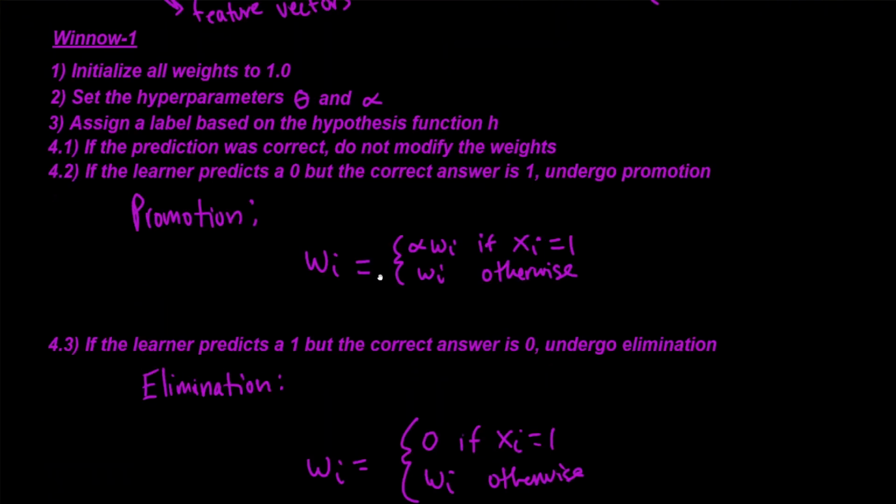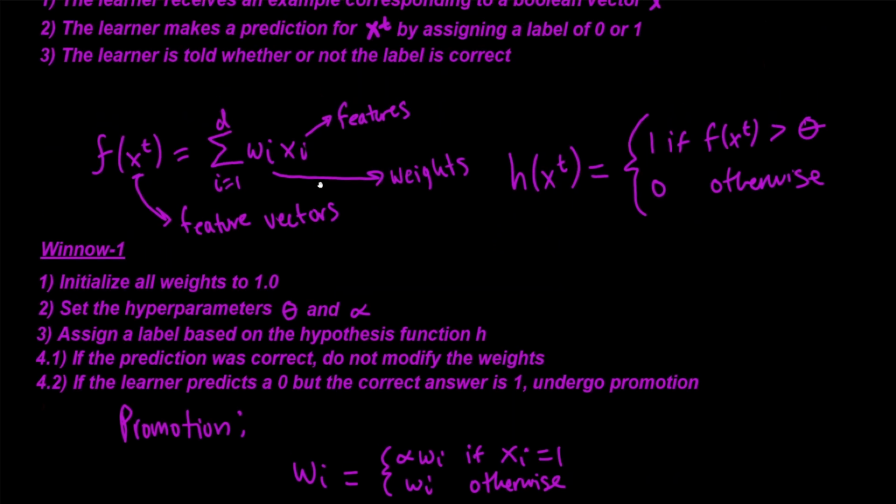Well, if we go back to our function up here, f of xt, and take a look at what it's doing, we have wi times xi in this sum. Now, if xi, or the feature, was equal to 0, then regardless of what the weight was, this entire product term must have been 0, which means that it didn't contribute to this overall sum, and that means that it could not have been a reason why our prediction was incorrect.